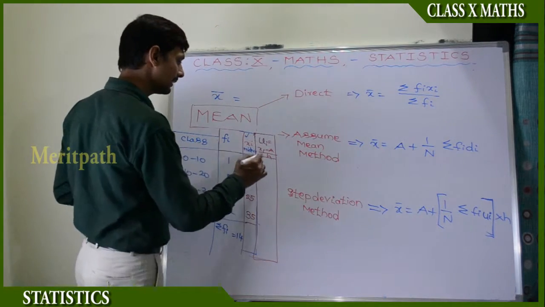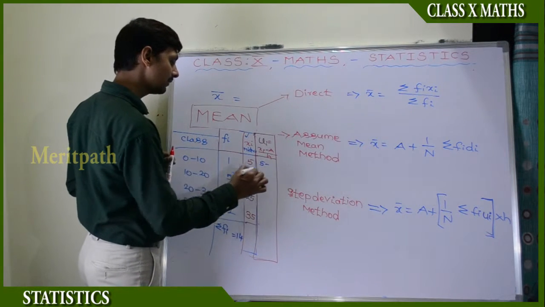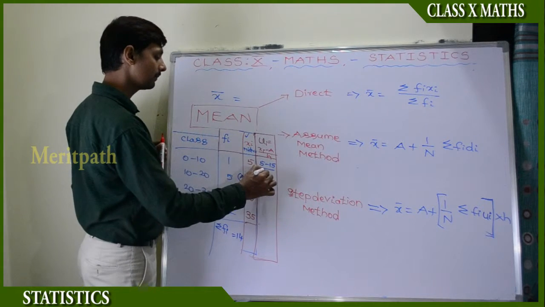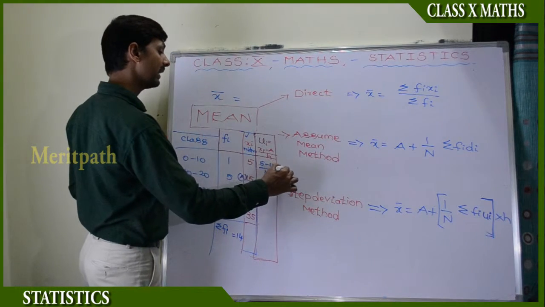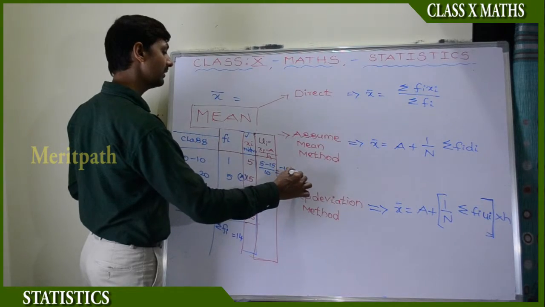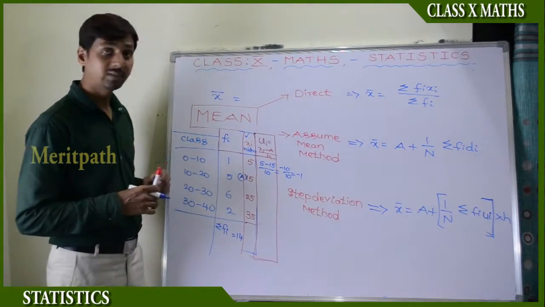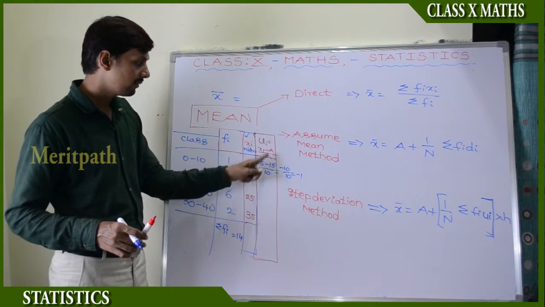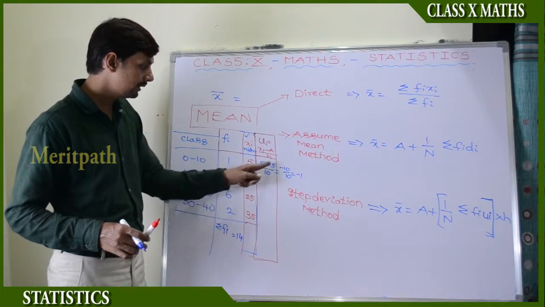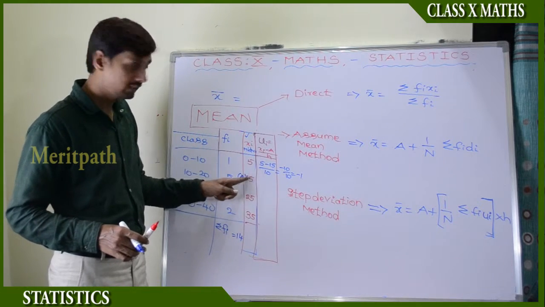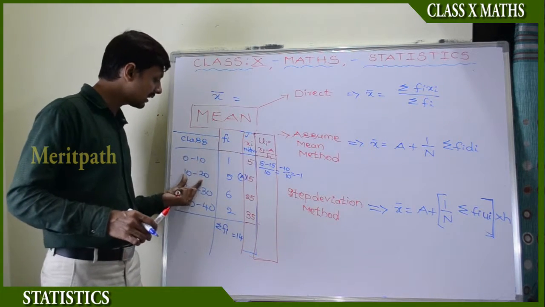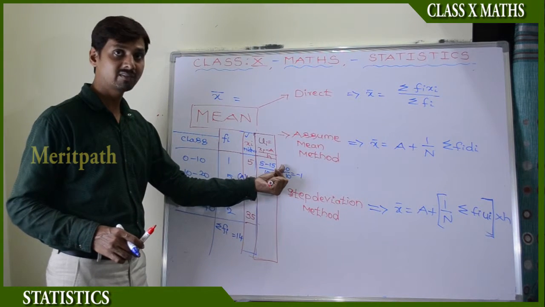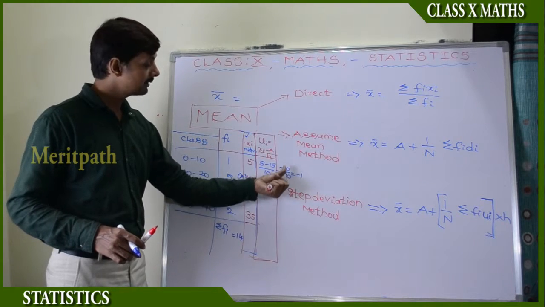For example, xi is 5, minus a which is 15, divided by the length of the class interval, 10. When we subtract, 5 minus 15 is minus 10, divided by 10, that is minus 1. So here we understood that xi is the mid value, minus a, the assumed mean 15, divided by h, the length of the class interval 10. The 10s get cancelled.